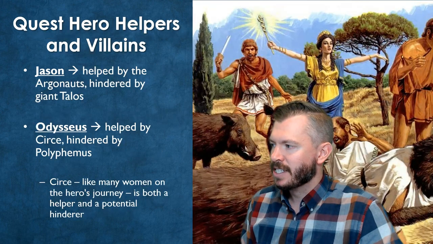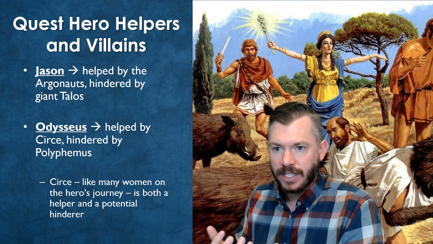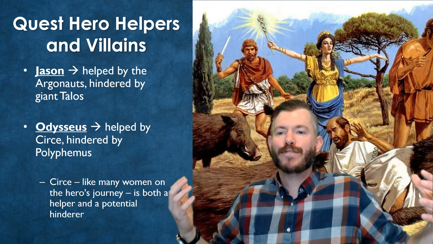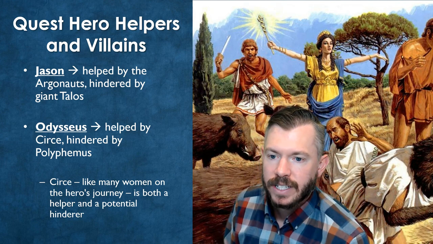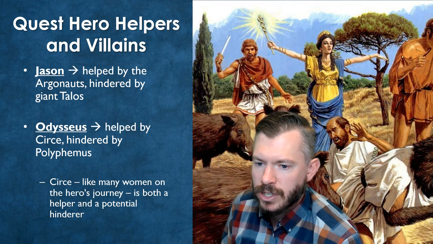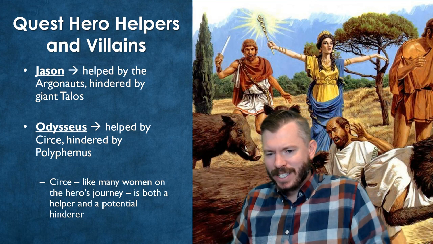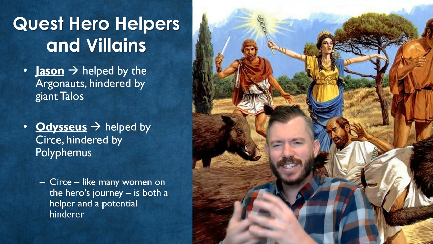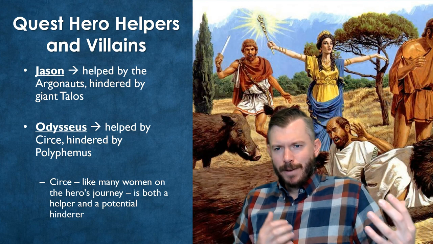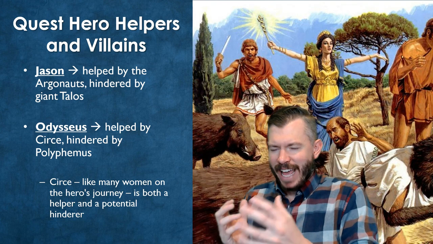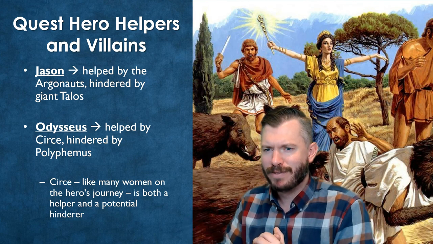And when we look at these, we can see examples of the different traits that we just looked at, such as the helpers and the villains along the way. Somebody like Jason has his crew of Argonauts. At the same time, as we'll see on Wednesday, he runs into a series of villains along the way, for example the giant Talos. Odysseus is helped and in a way hindered by Circe. He's hindered by Polyphemus. This is a common trope: many of the women that these heroes interact with along the way end up being both helpful and also potential hindrances. We'll see that with Medea as well. She helps Jason, but later on it turns into a problematic relationship.